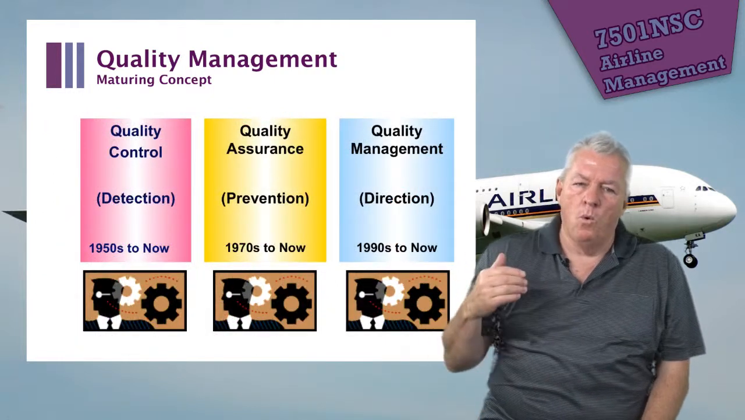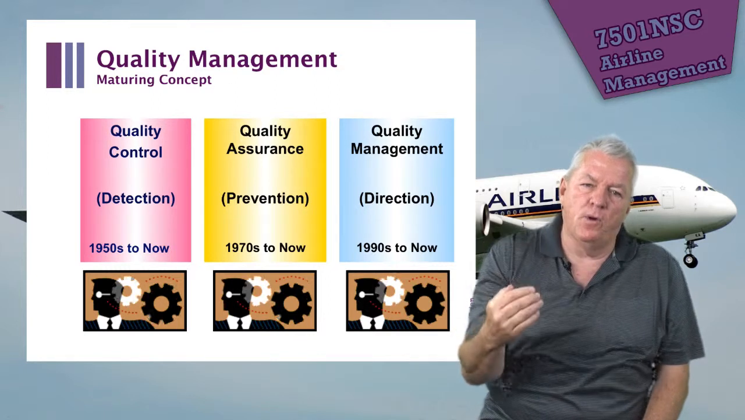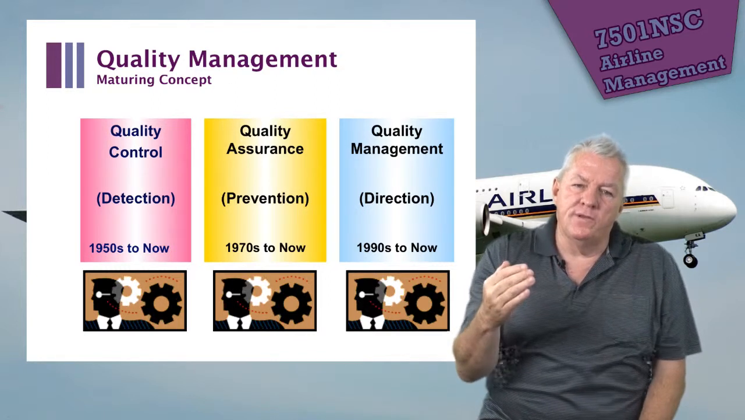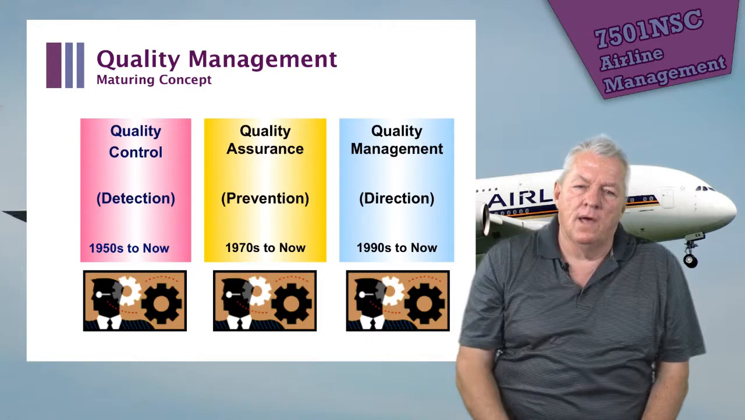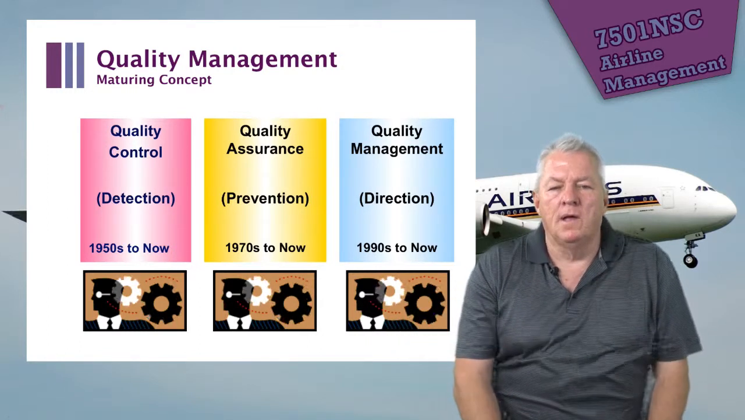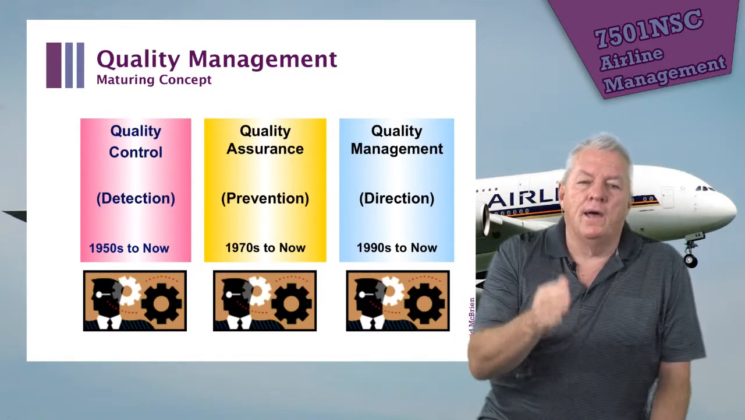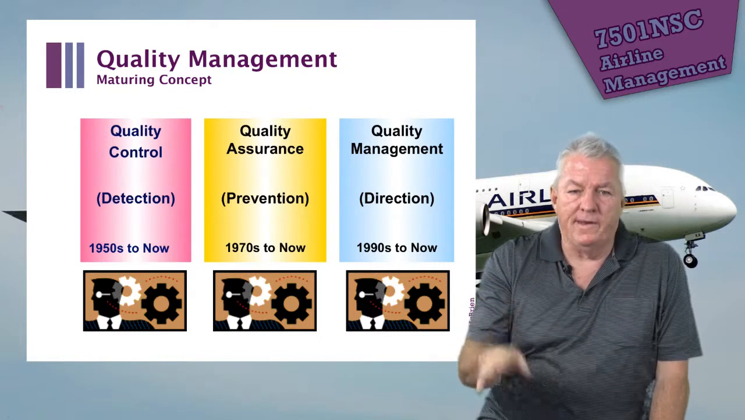So, what's the maturing concept of quality management? First, it was about quality control. From the 1950s to now, it was about measuring all of the inputs that you use, detecting any faults at the end of it and acting upon it.